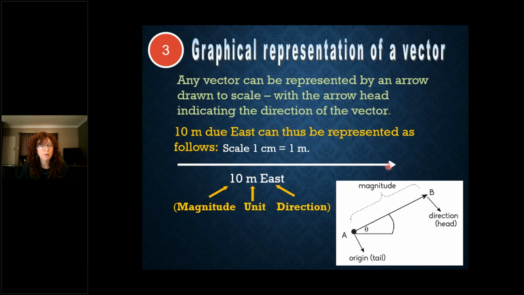You don't know at this stage what will be asked in a question paper, but yes, for now, it's just to show you the 10 meter east here is represented by a scale, and you have to write the magnitude, the unit, and the direction.